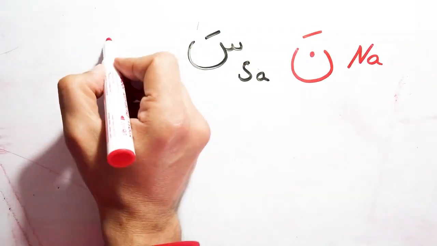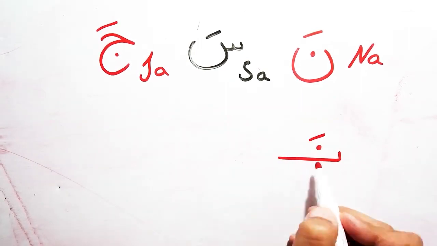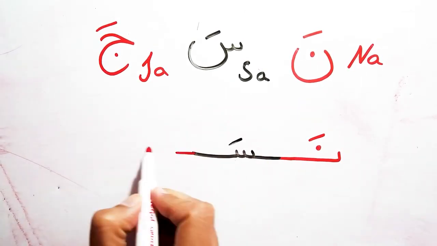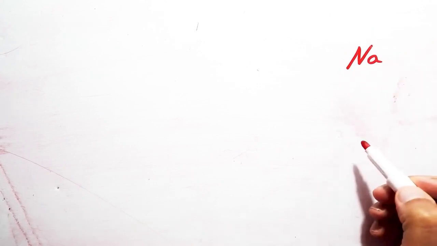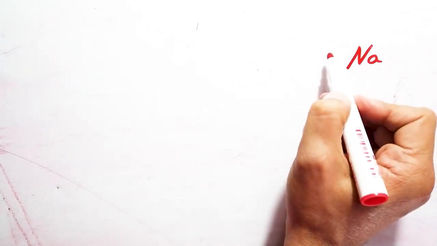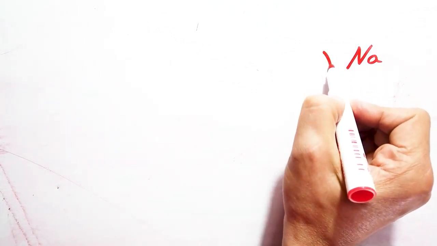Today we're gonna continue reading easy words. Let's get started. The first word today is nasaja. Nasaja. Let's see. The first sound is ne. It sounds like ne in English, right? Ne. So in Arabic it is like this.